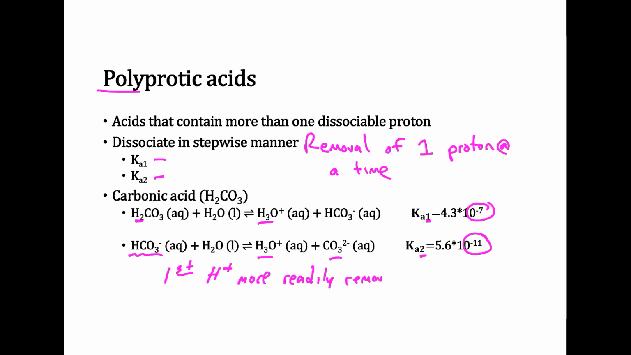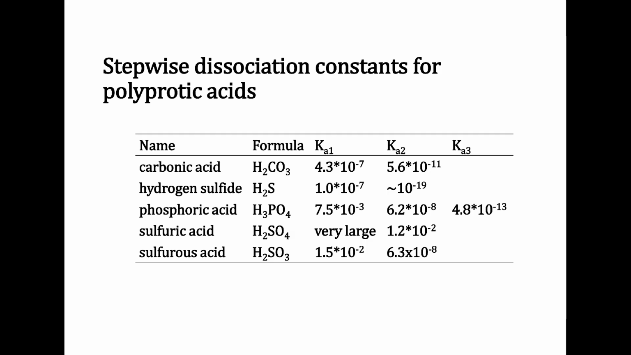Let's go ahead and look at a few common polyprotic acids. Regardless of the acid, Ka1 is usually much greater than Ka2, which will be even greater than Ka3. So the removal of the protons keeps getting more and more difficult.